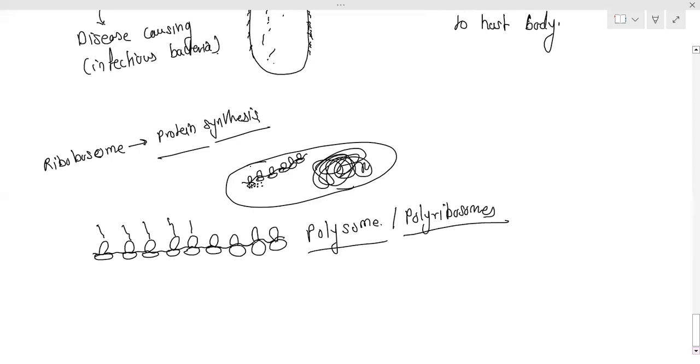Yes. So this I forgot to tell you. You add this point in your ribosome notes. Okay? Okay, we will stop this recording. It's enough.